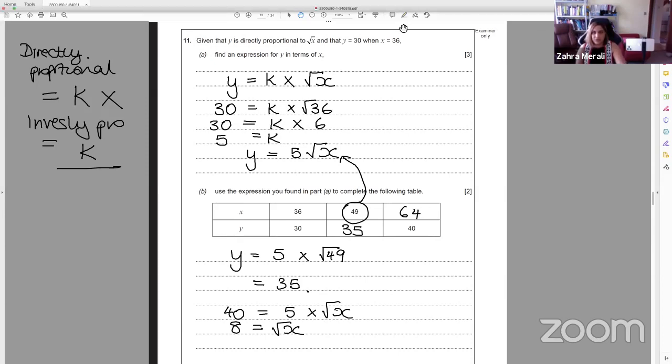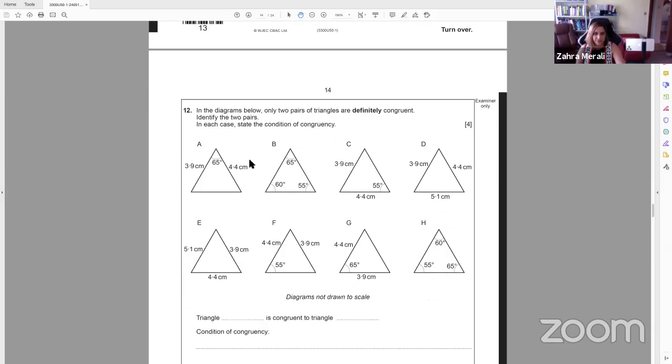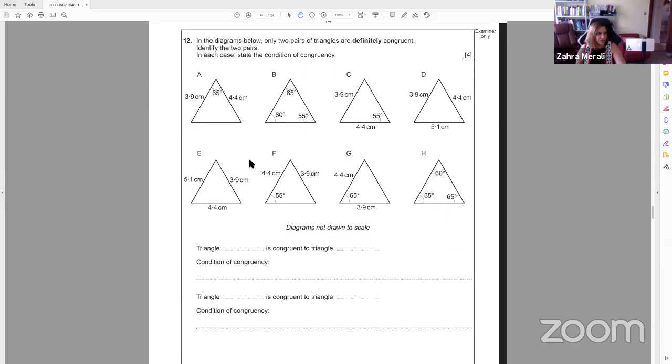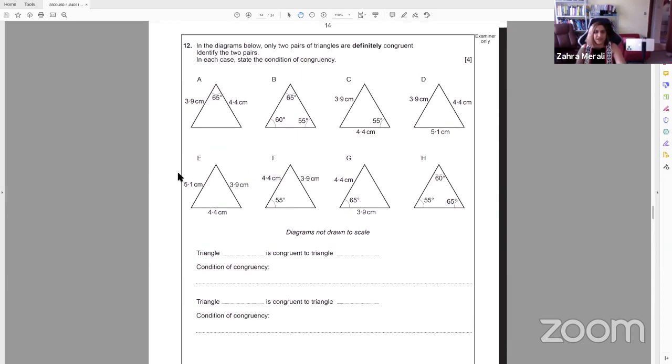Right, so let's have a look at the next set of questions. We've got lots of triangles here, and you're supposed to identify things that are definitely congruent. Remember, you've got side, angle, side, or side, side, side. That's what we're looking for.